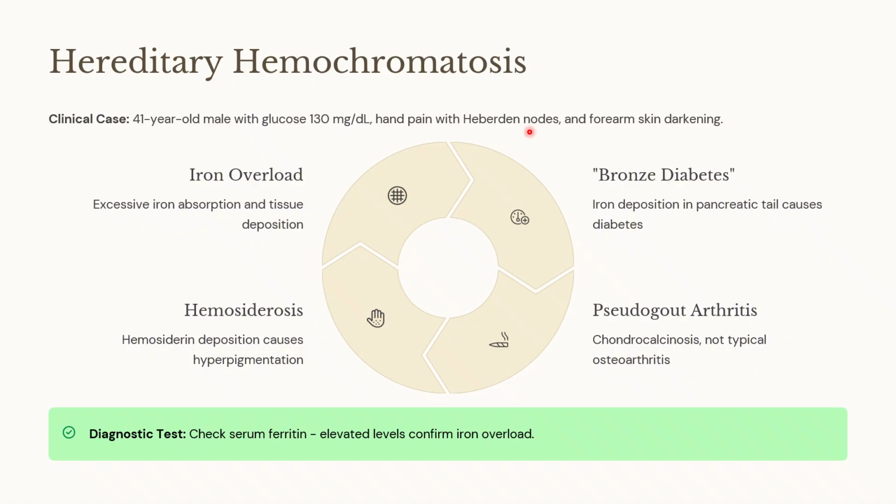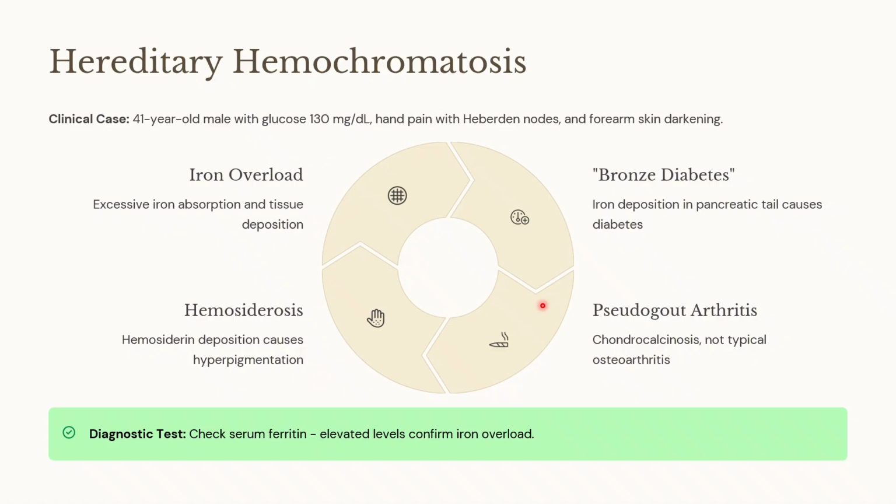I will explain it in detail to you. What about forearm skin darkening? That is because of the deposition of the iron in the skin. So that is known as the bronze diabetes. So here in this patient, what is the next step? The next step, we need to suspect that it is a hereditary hemochromatosis, and the next diagnostic step should be check serum ferritin. Elevated levels will confirm iron overload.